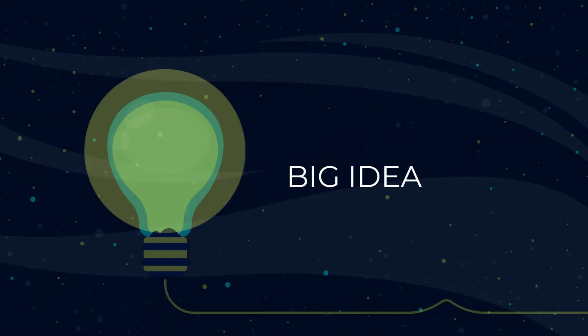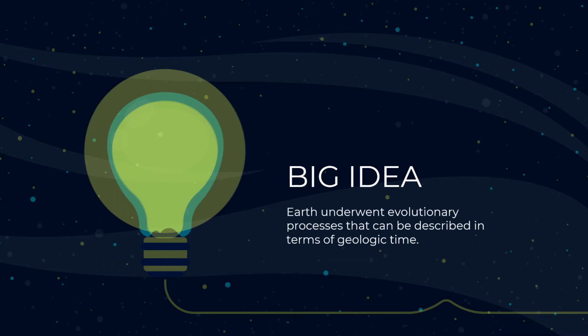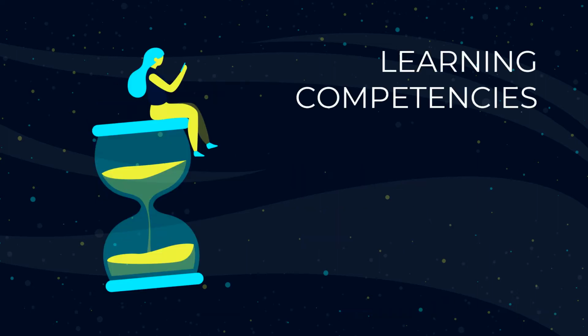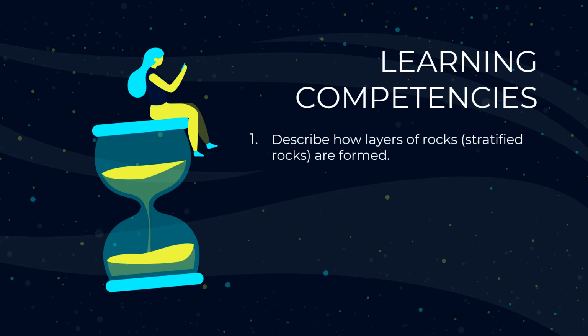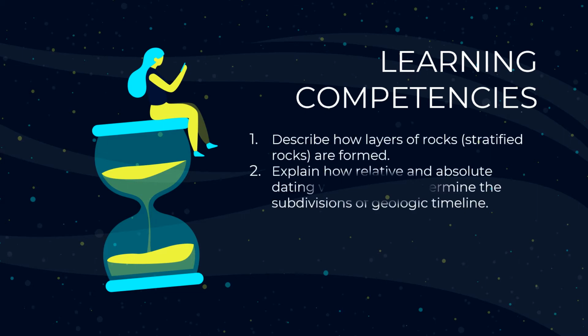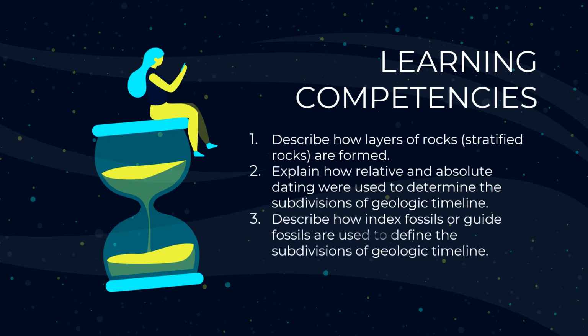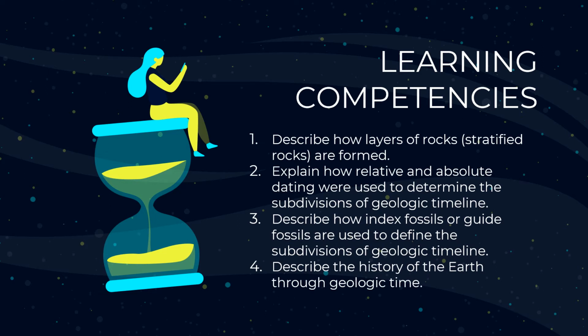The big idea is that Earth underwent evolutionary processes that can be described in terms of geologic time. In this chapter, hopefully you will be able to describe how layers of rocks are formed, explain how relative and absolute dating were used to determine the subdivisions of the geologic timeline, describe how index fossils are used to define the subdivisions of the geologic timeline, and describe the history of the Earth through geologic time.